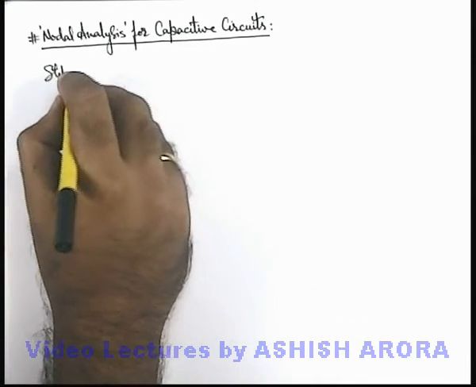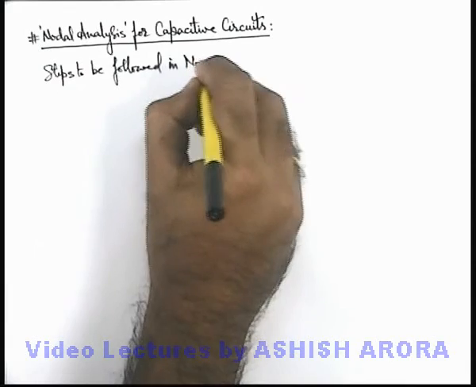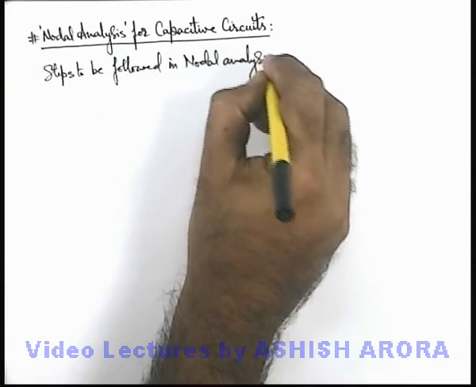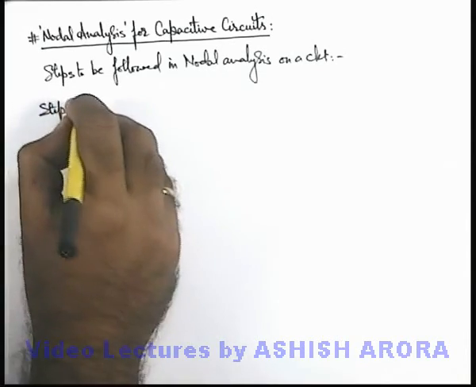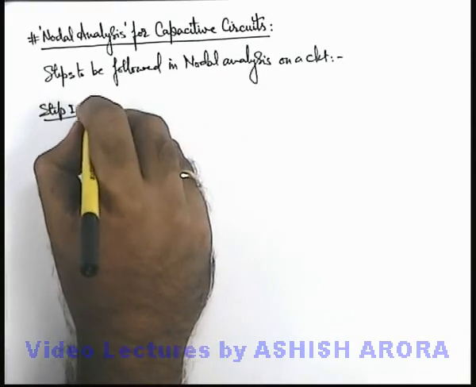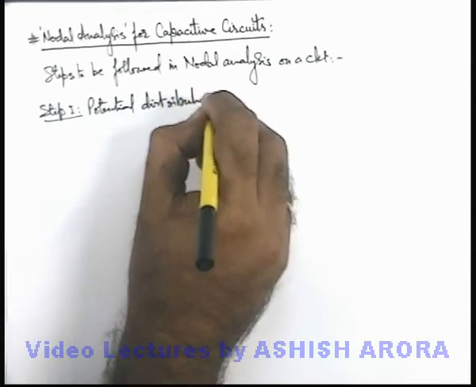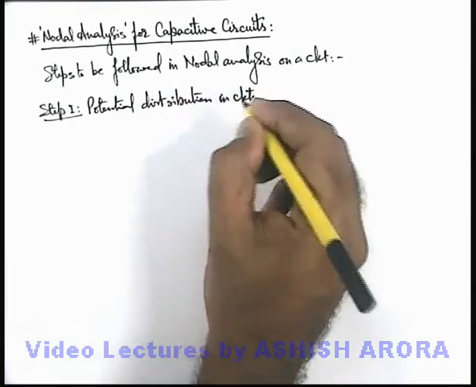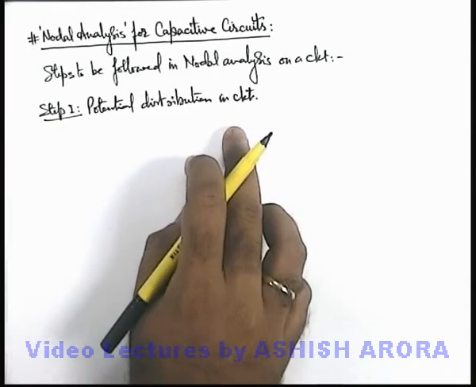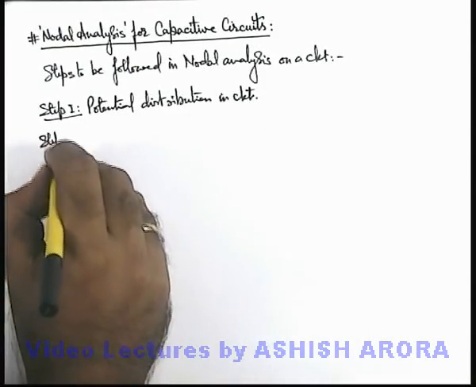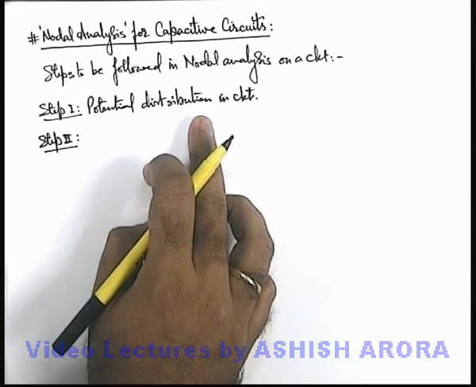If we use the steps to be followed in nodal analysis on a circuit, the very first step in a given circuit is that we need to distribute the potentials. The first step is potential distribution in various parts of the circuit. I'll take up an example to demonstrate how it is done. But just remember that step 1 in analyzing any circuit is the potential distribution, where even if we are not aware of some potentials, we can consider variable potentials in the circuit.